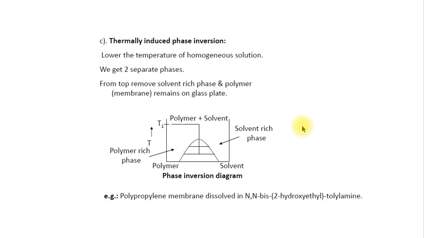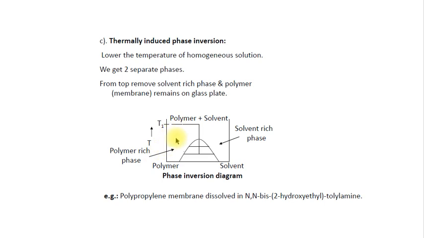In this process we use the concept that if you reduce the temperature, then the solubility of the polymer in the solvent will reduce. So basically you heat the solvent, mix the polymer, so you have a concentrated solution of the polymer at high temperature. Then you cast the film at that temperature, then start to reduce the temperature. This curve represents the phase line. Once you cross this phase line, the polymer and solvent start to separate out into two different phases.